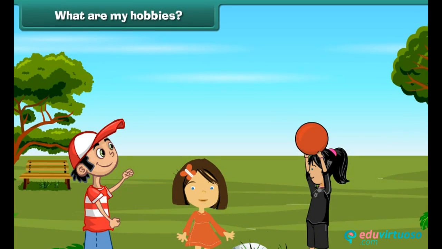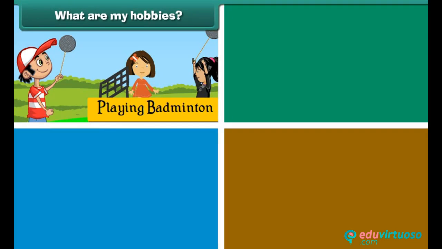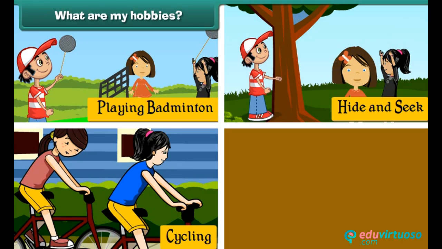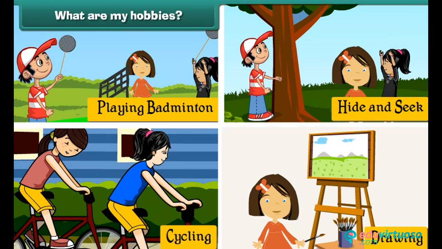What are my hobbies? I go out in the evening to play with my friends, Rahul and Priya. They are my best friends. I play badminton with them. We also play hide and seek. After playing, we go cycling. When I return home, I will draw and color.